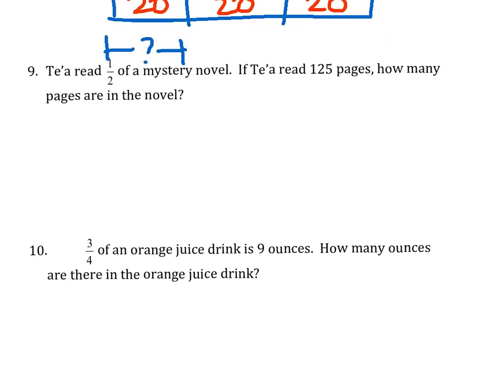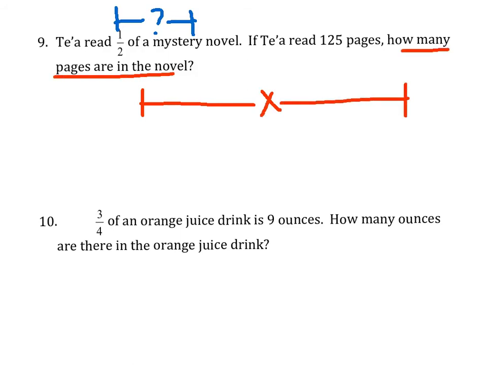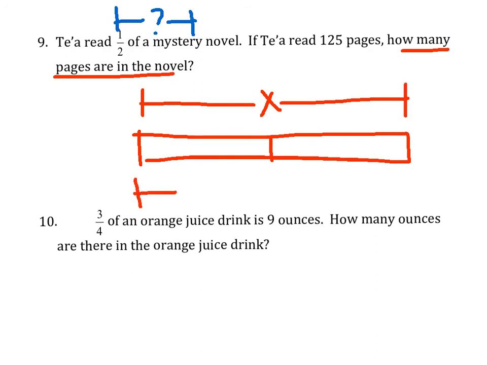Next one, Taya, reading a mystery novel. She's read half of it. And if she already read 120 pages, how many more pages are in the novel? Okay, so let's see here. We don't know the whole. That's what it's asking. How many pages are in the novel? And she read half, 1/2. How many boxes are we going to put underneath there? 2 boxes. And we already know what one of them is. It's right here, 125, right? Let me get a different color.